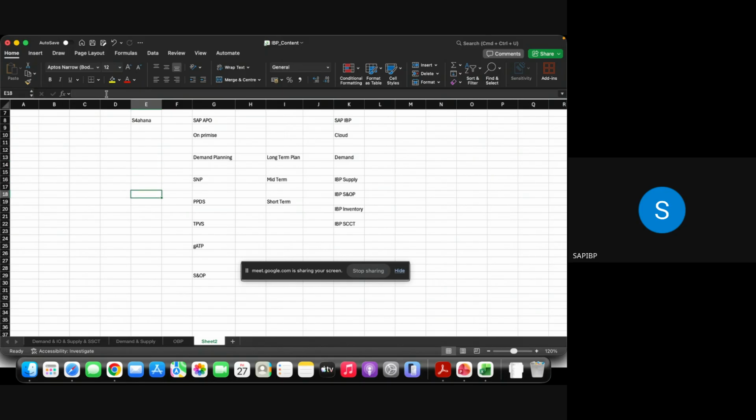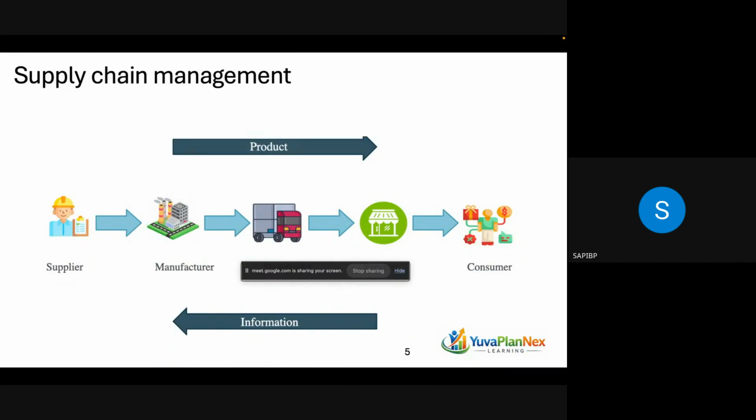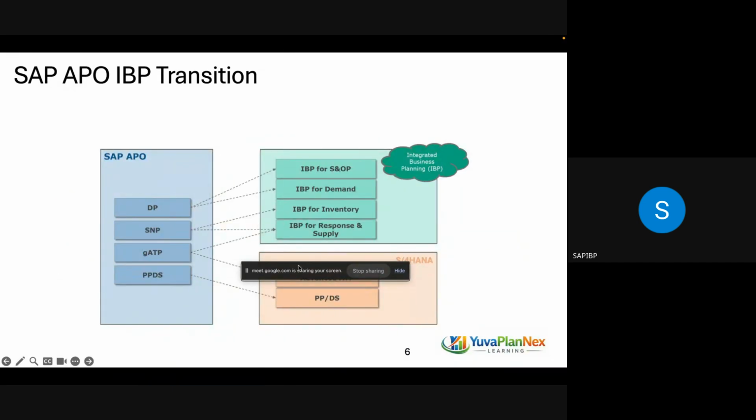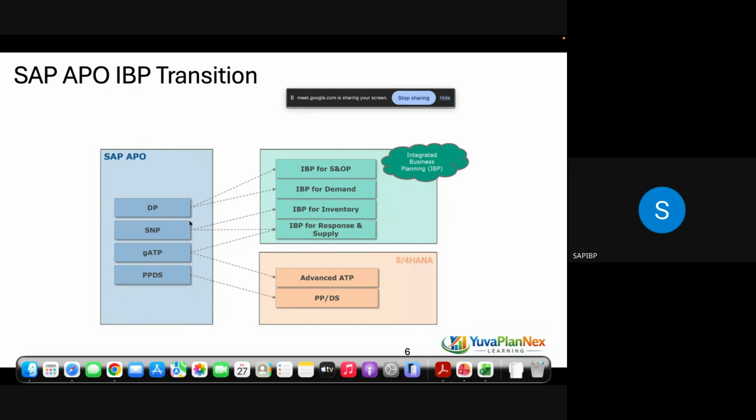So PPDS is migrated to S/4HANA as embedded PPDS, ePPDS, and TPDS as a TM separate module. And GATP again is moved to S/4HANA as AATP, advanced available to promise. If you see this here, DP and S&OP are moved to IBP, and GATP and PPDS are moved to S/4HANA.